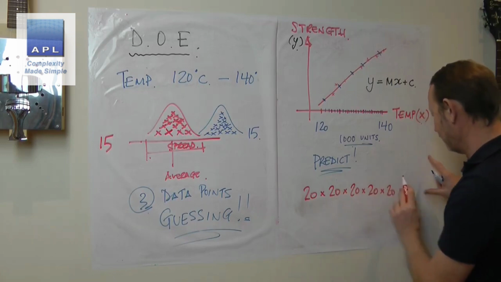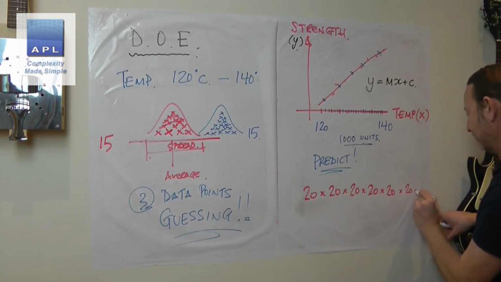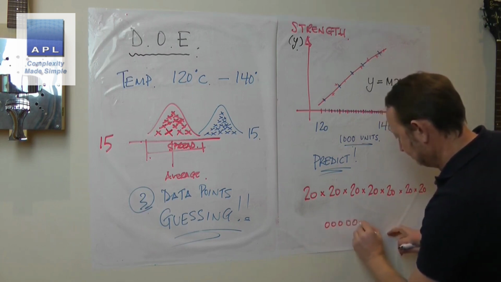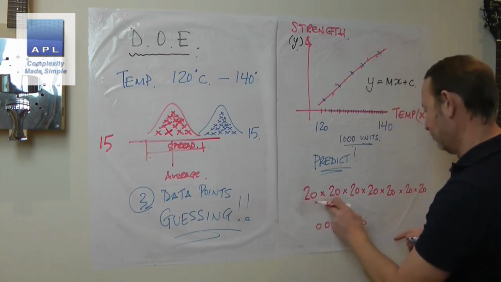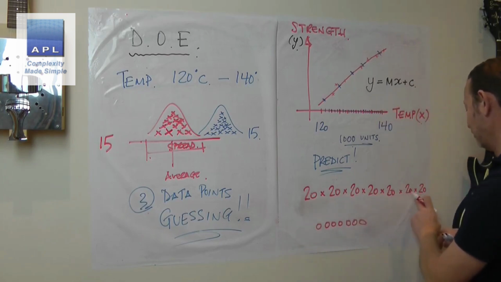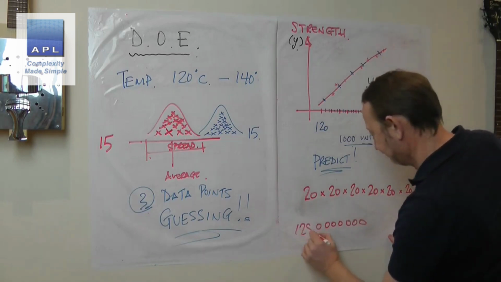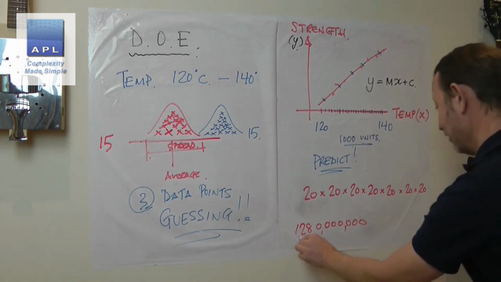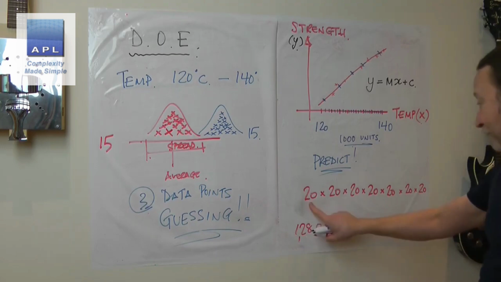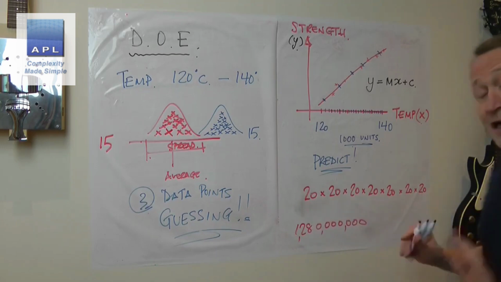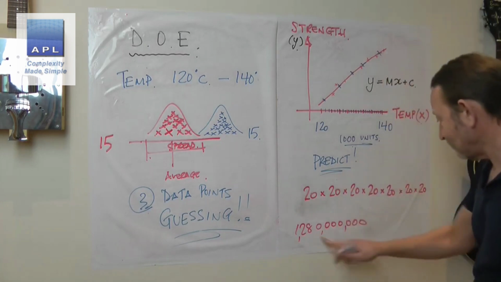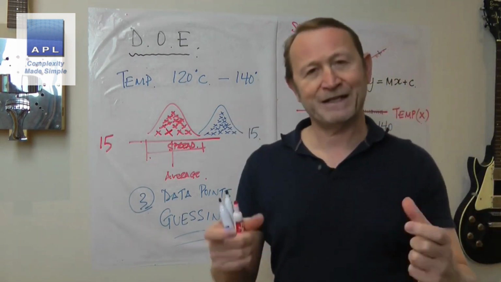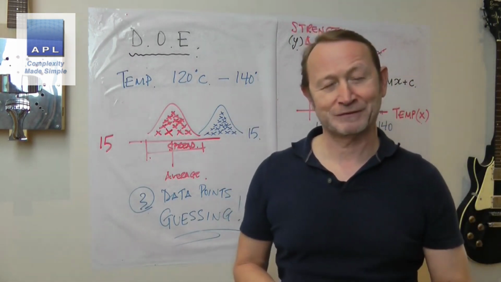One, 2, 3, 4, 5, 6, 7. 2, 4, 8, 16, 32, 64, 128. What's that? I can't even work it out. There you go, 1.2. So if each variable that you play with has 20 choices, and you only have 7 variables, you have 1.28 billion ways of setting your machine up.